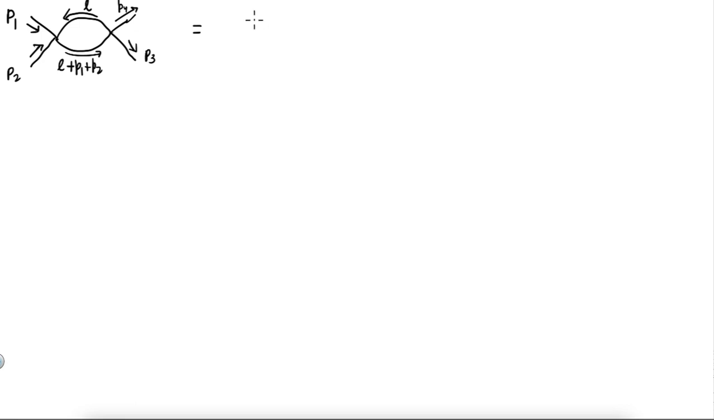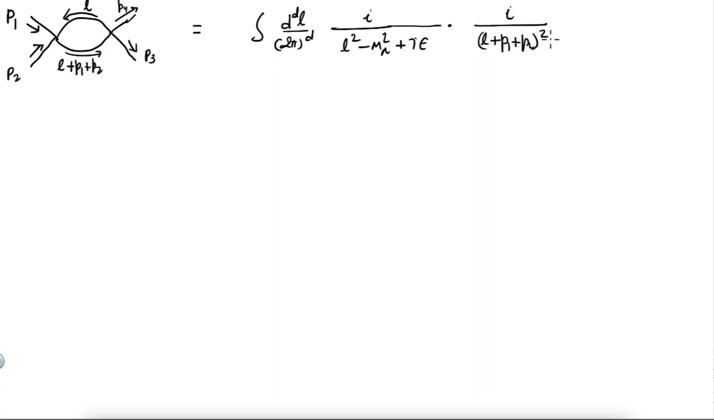And the expression is, let me first write down the propagators. So d^dL over (2 pi)^d, i over L square minus MR square plus epsilon, times i over (L plus P1 plus P2) whole square minus MR square plus epsilon. We have two propagators carrying the loop momenta, and this is here. Then I should write down the vertices, minus i lambda R over 4 factorial. There are two of them, so squared.